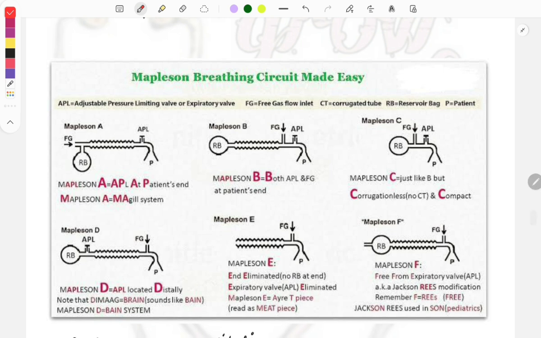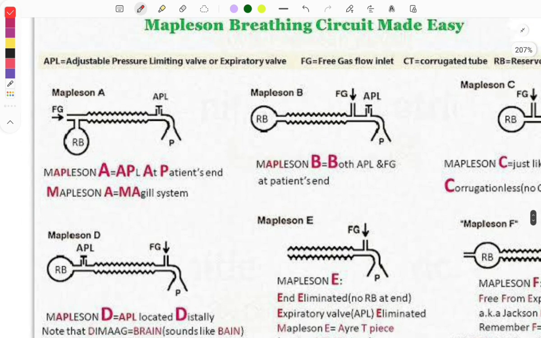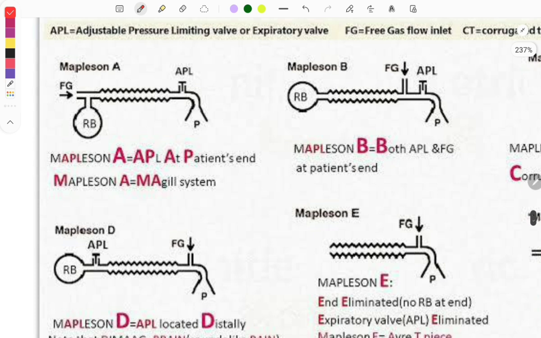So these are the breathing circuits, and these are mostly the flow control circuit. By using this circuit, we can control the flow of the CO2 into the patients, and also the flow of the carbon dioxide and the oxygen in the patient. So this is the type A, Mapleson A, also called the McGill system.